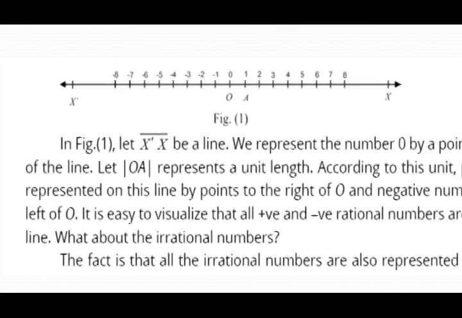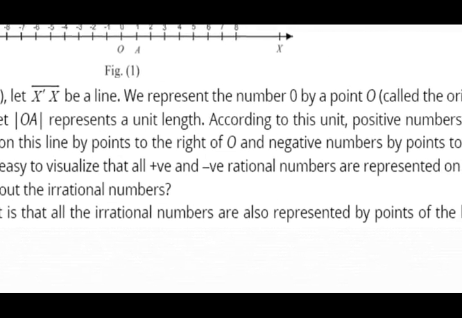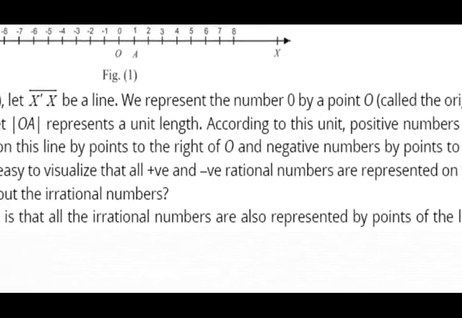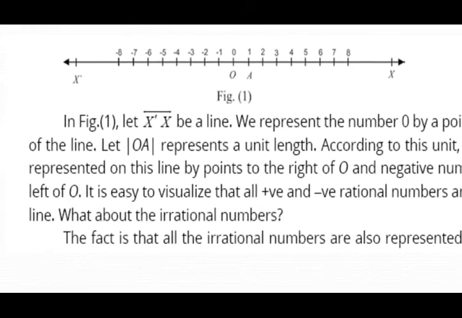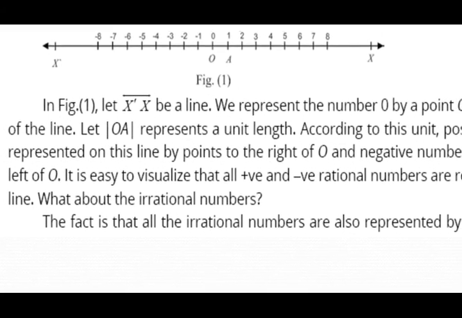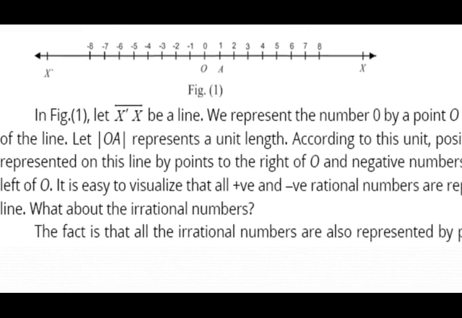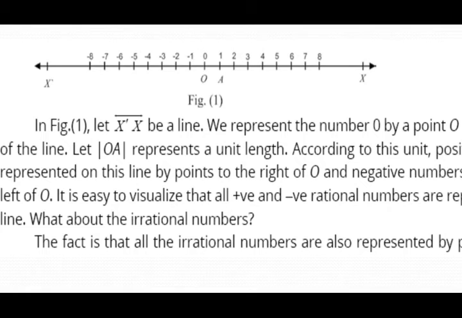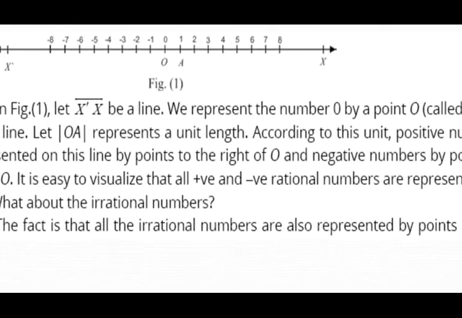We represent the number 0 by the point O, called the origin. Origin of the line. Let OA represent a unit length. O to A on the real line is called a unit length according to the unit.